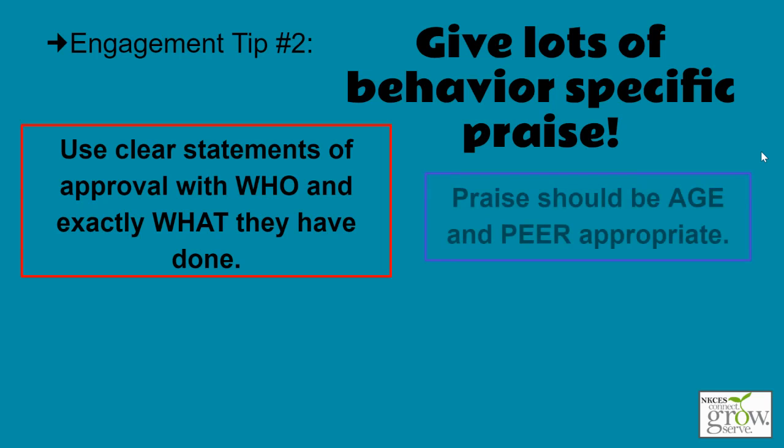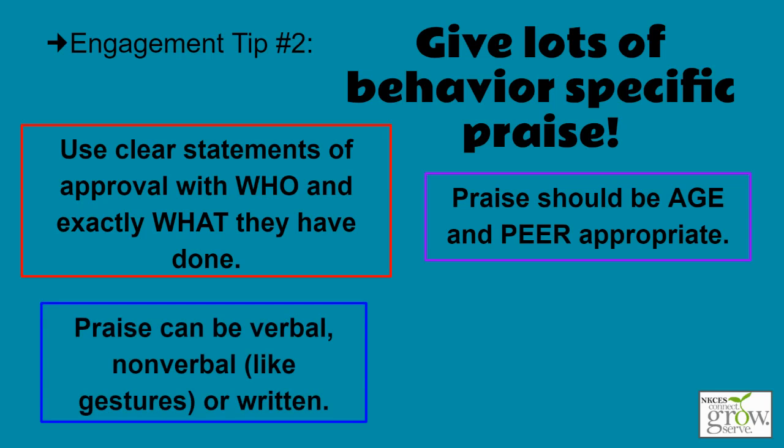You want to make sure that your praise is both age and peer appropriate. Many kindergarten, first, and second grade students love to be praised in front of others verbally. As students get older, they might often prefer nonverbal gestures or written praise. And don't be afraid to ask them what they prefer. You could say something like, "Hey, I've noticed you're doing an awesome job staying focused on this matching activity. Do you mind if I share that with the group?"